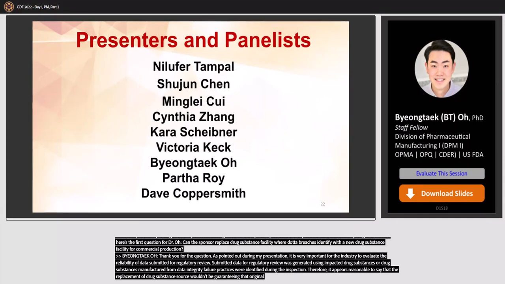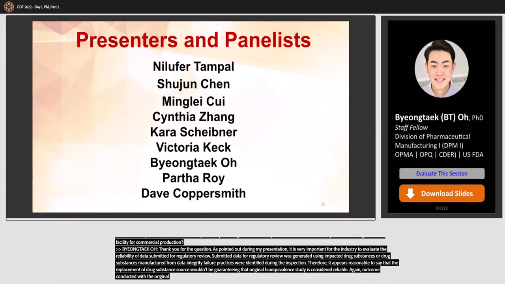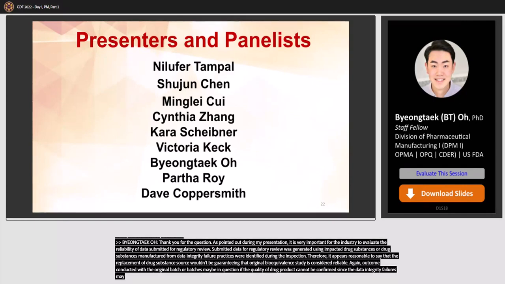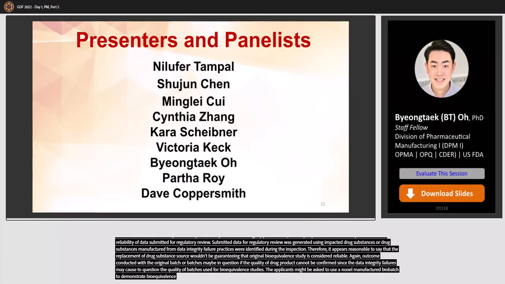study is considered reliable. Again, bioequivalence study outcome conducted with the original batch or batches may be in question if the quality of the product cannot be confirmed, since the data integrity failures may cause a question the quality of batches used for bioequivalence studies. The applicants might be asked to use a newly manufactured biobatch to demonstrate bioequivalence to RLD.